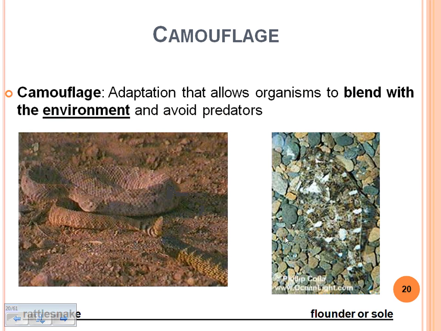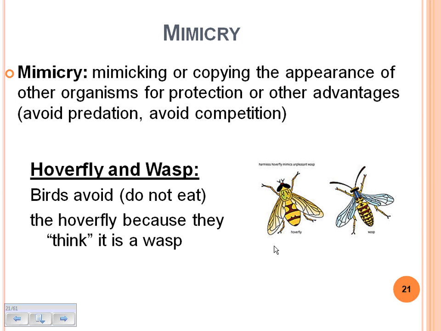So examples of adaptations, you have camouflage, and that allows organisms to blend into the environment. Here we have a bottom feeding fish, the two eyes right there on the top of its head, and it blends in with the rocks. Here you have a snake. This is a flounder. And here you have a rattlesnake that blends in.